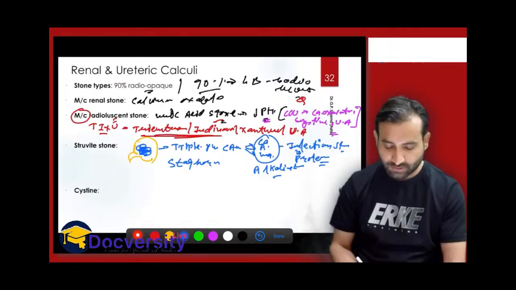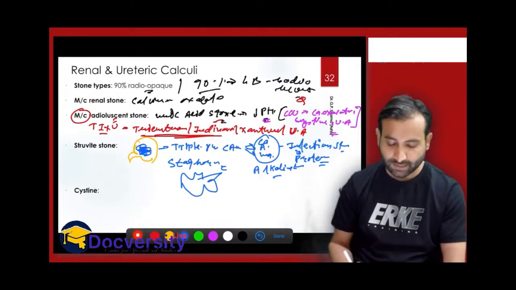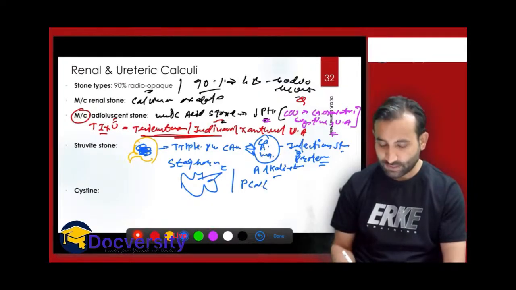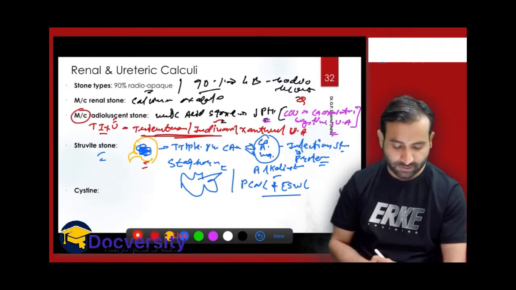Sometimes it is also called the staghorn calculi because it looks like multiple branches, horn like, so that we call this the staghorn calculi. And this stone, for the treatment it needs the PCNL and ESWL. What is the treatment? PCNL plus ESWL.